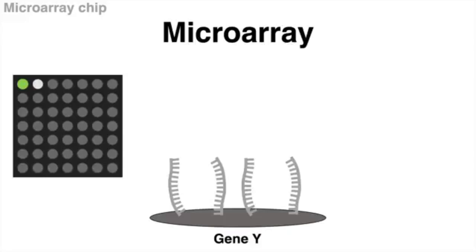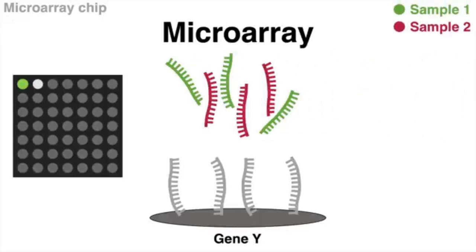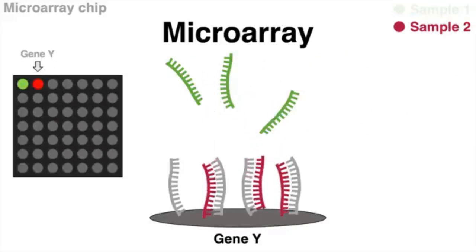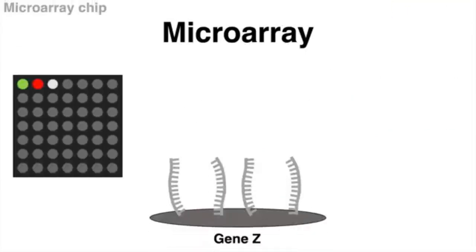Examining a different spot of the microarray containing different oligonucleotides against gene Y, we might observe the opposite scenario, with only sample 2 containing complementary cDNA but not sample 1. So in this case, the spot of gene Y appears red after scanning because of the specific fluorescent label. As a conclusion, we can say that gene Y is not expressed in sample 1 but in sample 2.